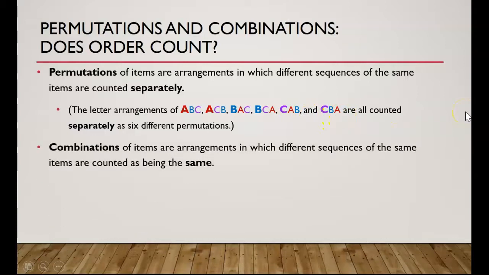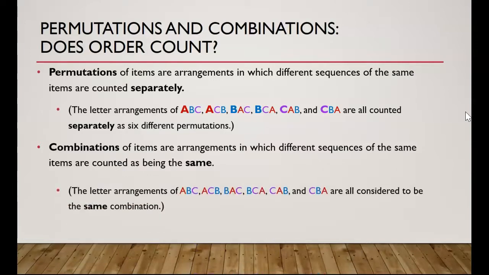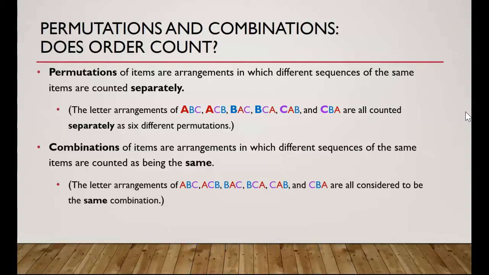Combinations of items are arrangements in which different sequences of the same items are counted as being the same. The arrangements of A, B, C are all considered to be the same combination.